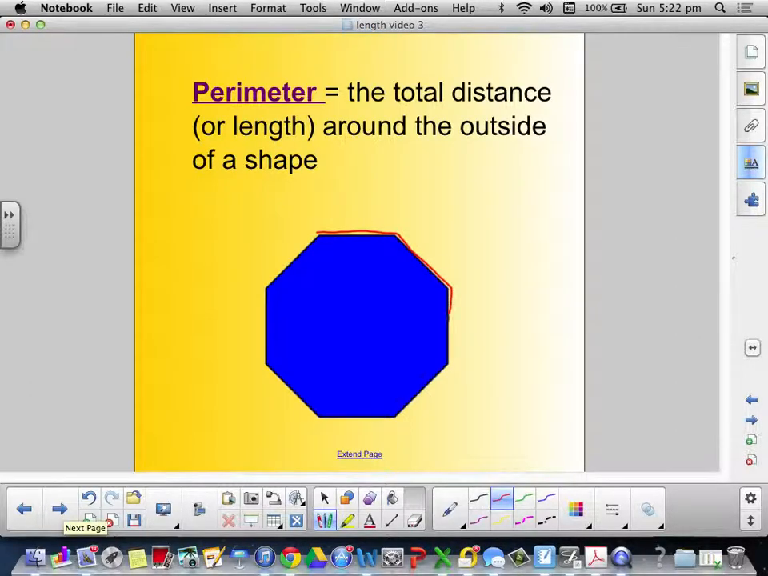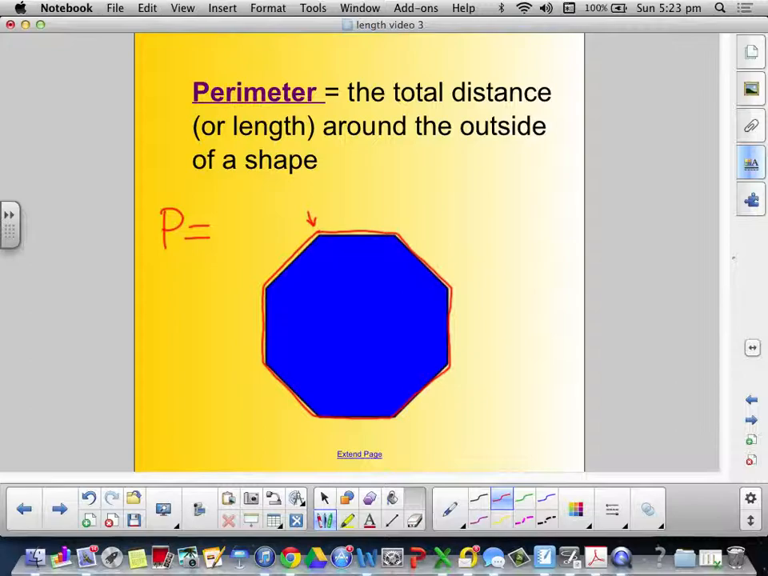So I'm drawing my red line here as close as I can get around the edges of this shape. Okay, and that total distance from where I started right back to where I finished, that total length is the perimeter of that octagon. Sometimes we just shorten perimeter to P, and that's what we're going to do in this video. So the P is the perimeter, the total distance or length around the outside of the shape.